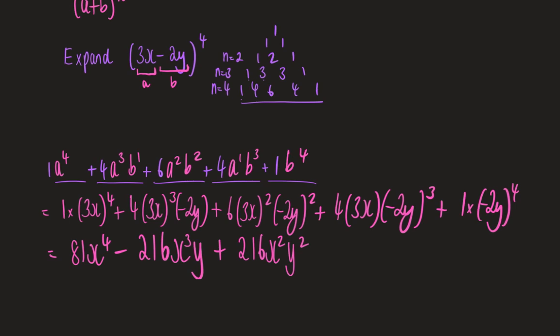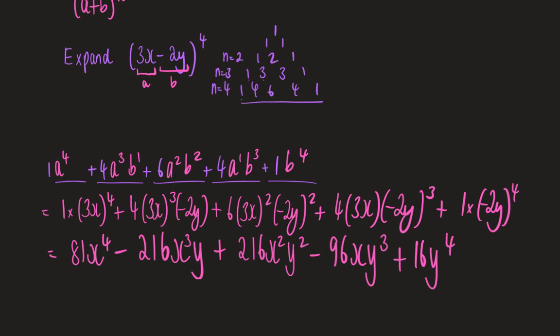Next one, I've got 4 times 3 times negative 2 cubed, which is negative 8. So that's 4 times 3 is 12. 12 times negative 8 will give me negative 96. I've got 1x and I've got y cubed. Final one, I've got negative 2 to the power of 4, which is positive 16, and then y to the power of 4.